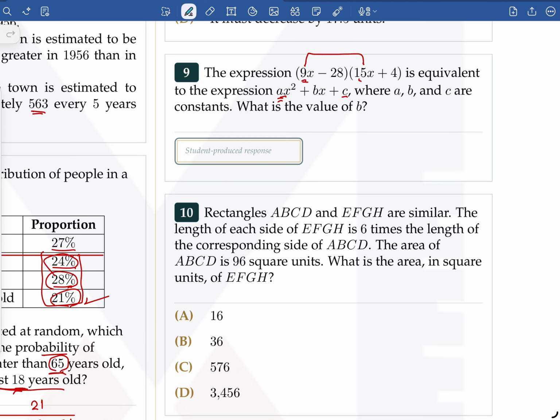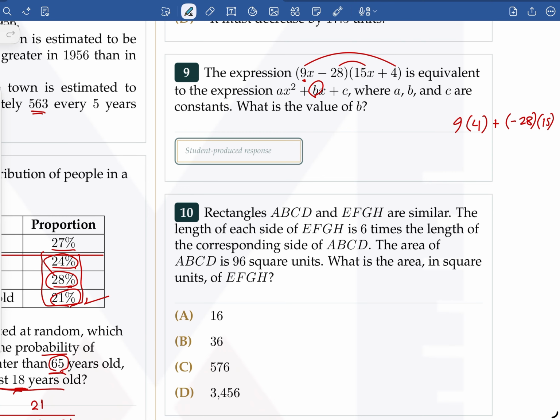How to get the value of c? Negative 28 multiplied by 4. But what about b? If you want to get the value of b, which is the middle term, you need to multiply the outer numbers and the inner numbers and then add them all together. So I mean 9 times 4 plus negative 28 times 15. You can calculate this on Desmos and get the value of b. So b always comes from multiplying the numbers only without x.